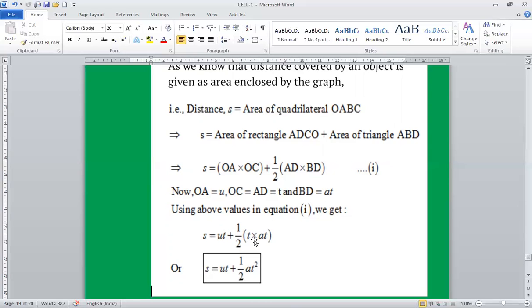This is our second equation of motion, which we have derived graphically. This equation gives us the distance-time relationship, so it can be used to determine the distance traveled in a given time by an object moving along a straight line with uniform acceleration and a given initial velocity. We can calculate the distance of a uniformly accelerated body with the help of this equation.